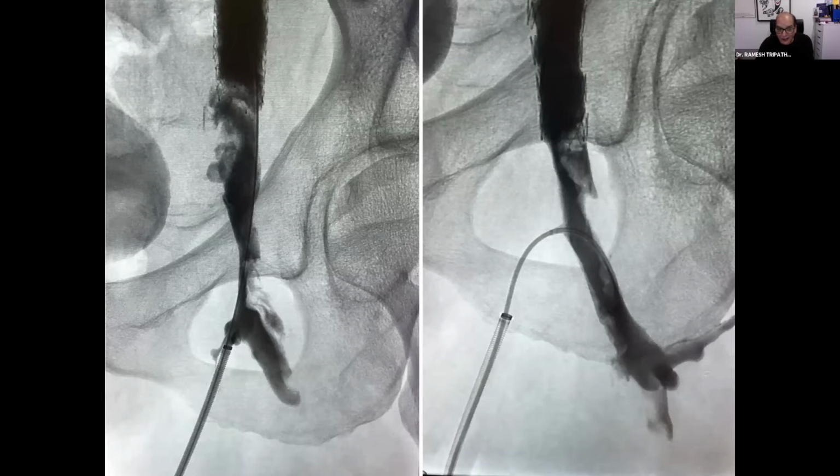In this technique, we go through the great saphenous vein and loop into the profunda vein from the great saphenous vein side, and you can do very good venograms and show the pathology there.